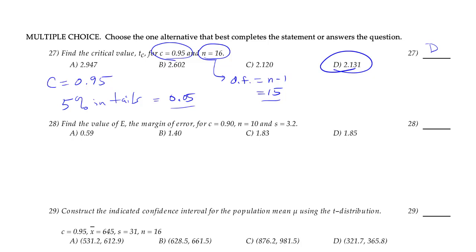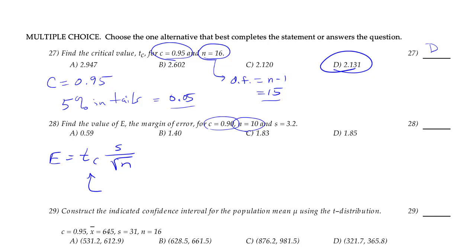All right, find the value of E, the margin of error, for the confidence level, n and s. Okay, so the difference here is just that now we're going to do the margin of error as the critical t value times s over the square root of n. So we have to find our critical t value here. But again, that's going to be based off of both the confidence level and the sample size.